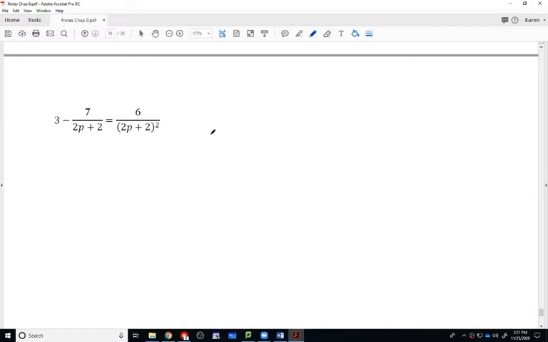There's a couple different ways of doing this one. I find the easiest thing is to notice that this is a squared. So I'm going to make this one my leading term, and I'm going to make this all equal to 0.